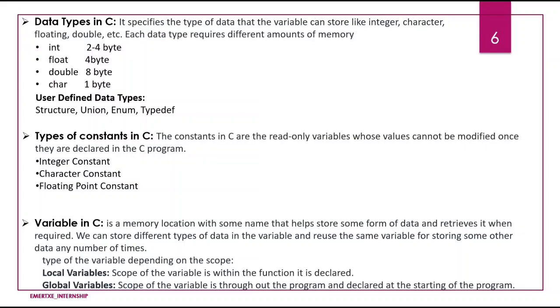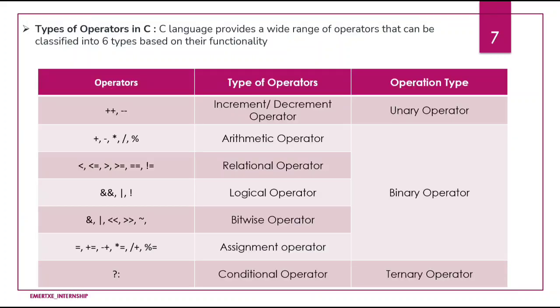So what are the data types in C? It specifies the type of data that the variable can store, like integer, character, or float. So int has 2 to 4 bytes, float has 4, double has 8, and character has 1 byte. So what are the types of constant? There is integer constant, character constant, and floating point constant. About variables, a variable is a memory location with some name that helps us store some form of data and retrieve it when required. We can store different types of data in the variable.